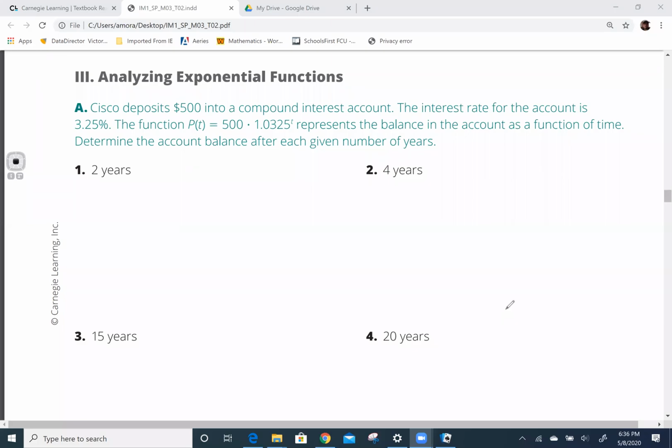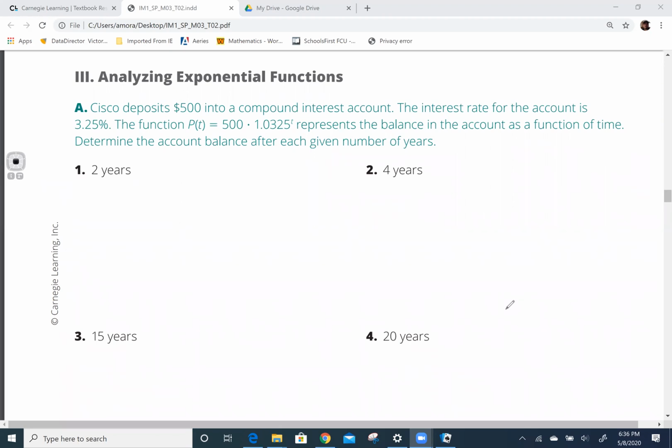Okay, so I'm going to make a video for section 3. So here's the directions. Cisco deposits $500 into a compound interest account. The interest rate for the account is 3.25%. The function P of t equals 500 times 1.0325 to the t power represents the balance in the account as a function of time. Determine the account balance after each given number of years.